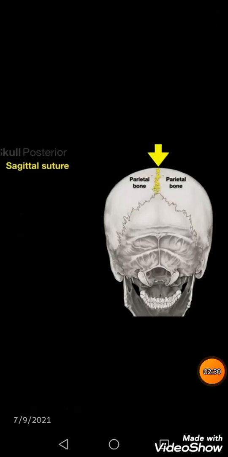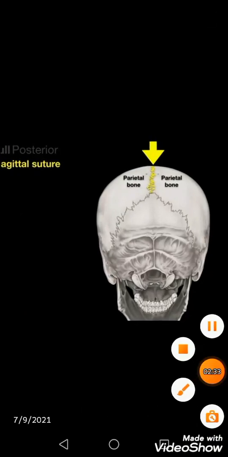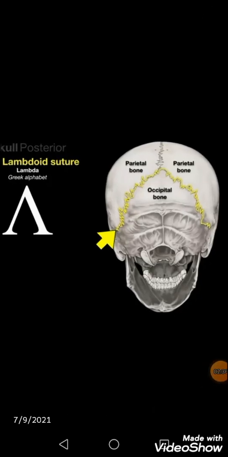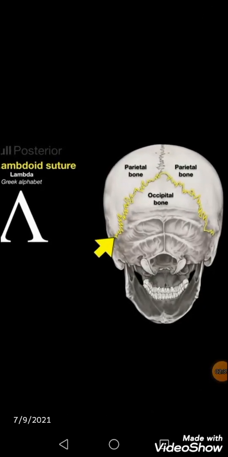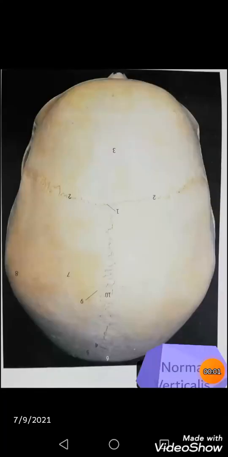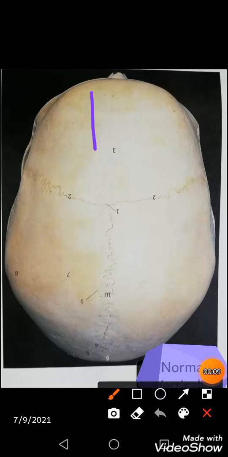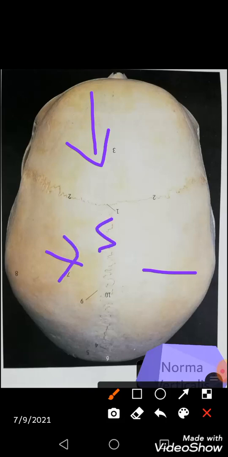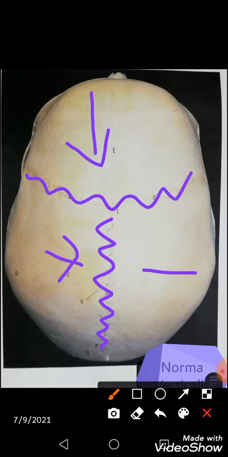Now again look at the sagittal suture present in between the parietal bones. Now concentrate on the lambdoid suture like an inverted V present in between the respective bones, that is the occipital and the parietal bones. Now the Norma Verticalis, that is the view from the superior aspect of the skull. Here what you see, let me mark, this is the frontal bone, these are the parietal bones, and in between them you can see this is the sagittal suture, and this one is the coronal suture that allows the articulation of the frontal bone and the two parietal bones.